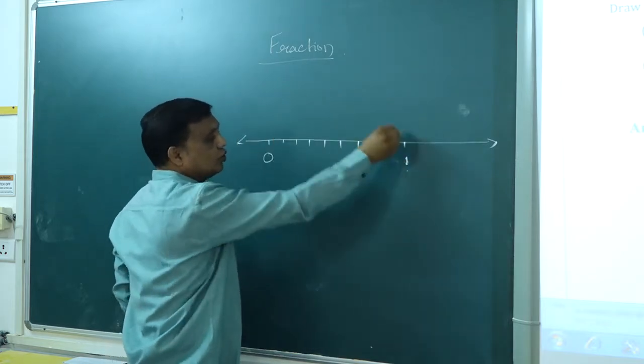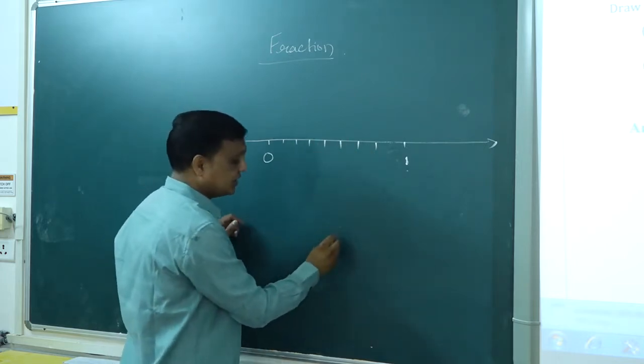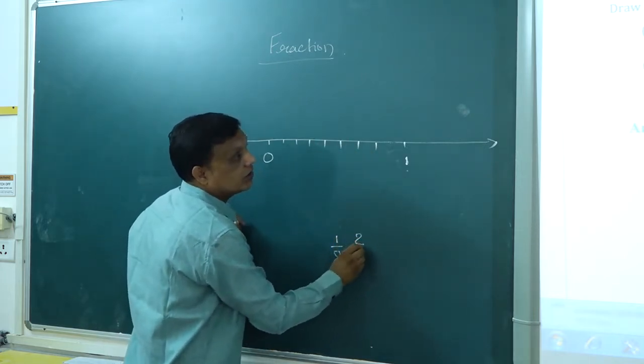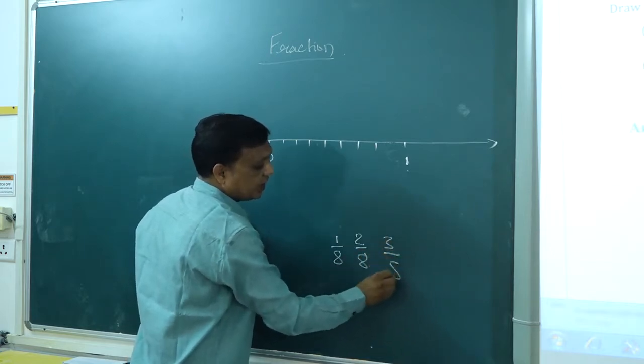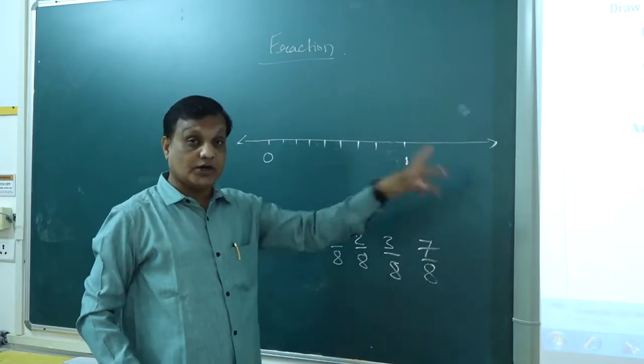So this is 1 and this is 0. 0 to 1, how many parts I divide? 8 parts. Why 8 parts? Because the question is given 1 upon 8, 2 upon 8, 3 upon 8, 7 upon 8. So I divided into 8 parts according to the question.